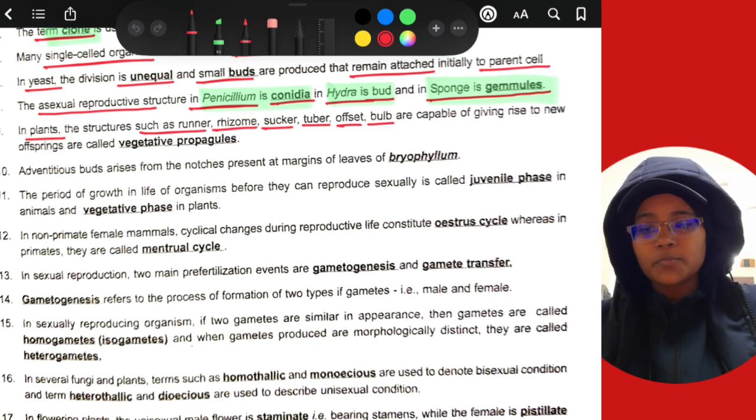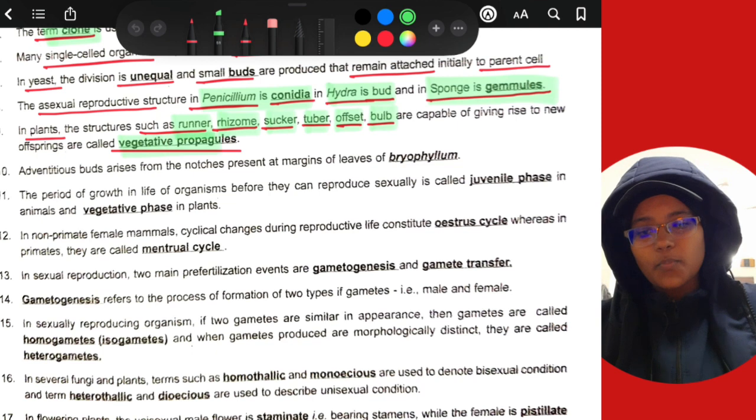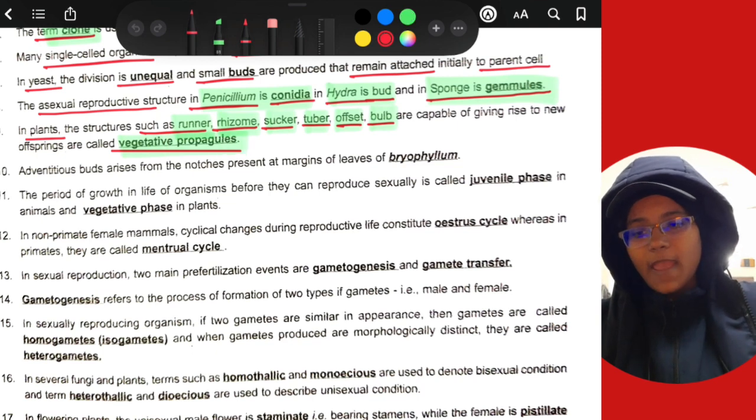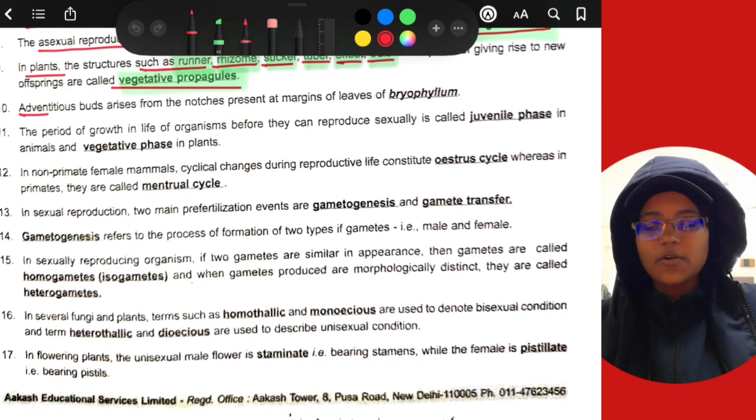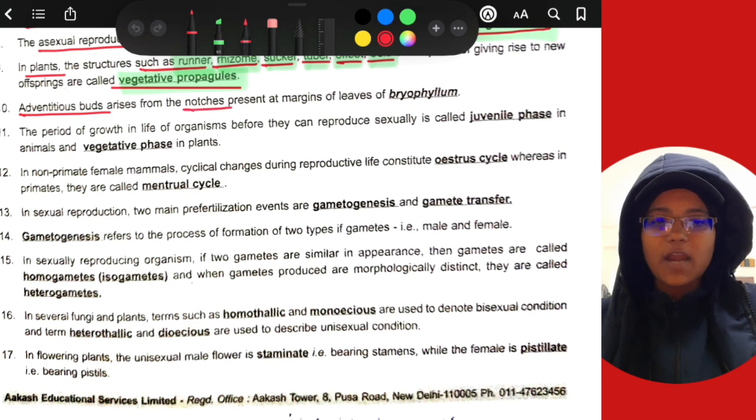rise to new offspring called vegetative propagules. Runner, rhizome, sucker, tuber, offset, bulb form the vegetative propagules. Adventitious buds arise from notches present at the margins of the leaves of Bryophyllum.